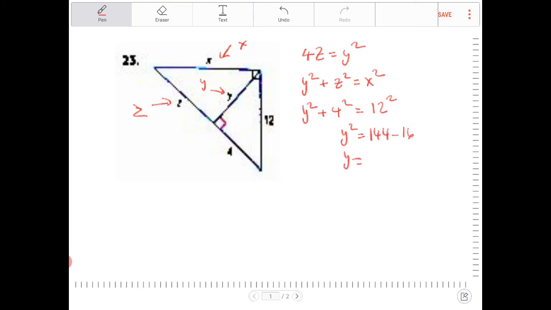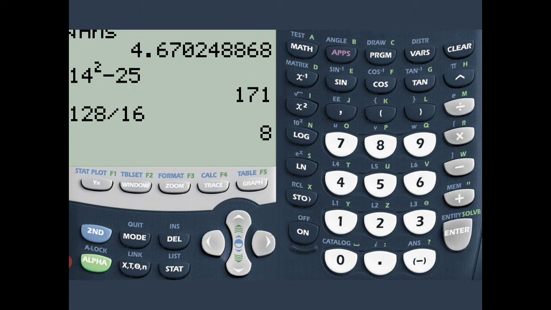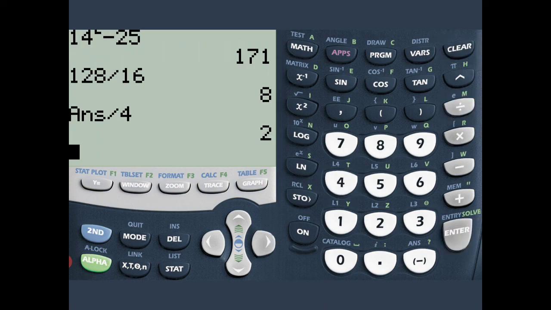So y will equal, what is that? 128, which is divisible by 16. So 128 divided by 16 is 8, which is also divisible by 4. So it's 8 square root of 2.